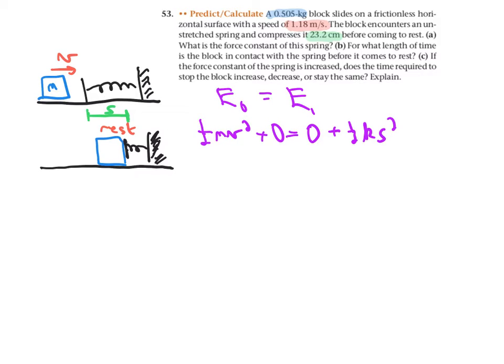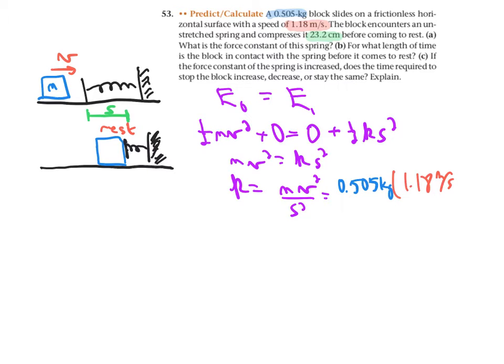So we cross multiply by 2 and get rid of the 2's, and we have mv squared equals ks squared. So k is mv squared over s squared, which gives us 0.505 kilograms times 1.18 meters per second, all squared, and then a distance of 23.2 centimeters, but I certainly want to convert that to meters to have everybody in the same units. That way I'll get newtons per meter, which is what I want.